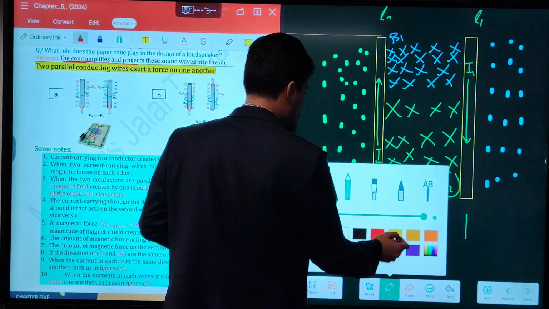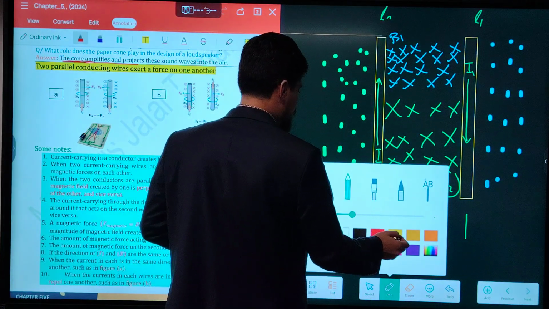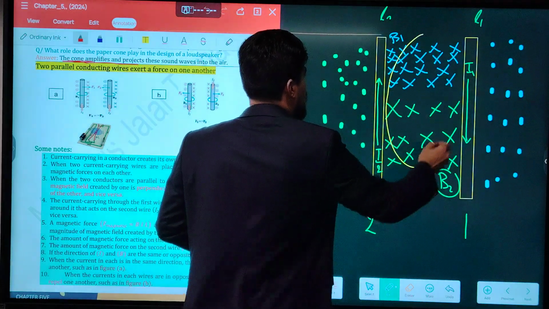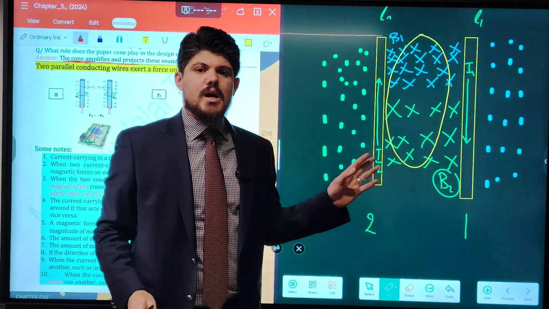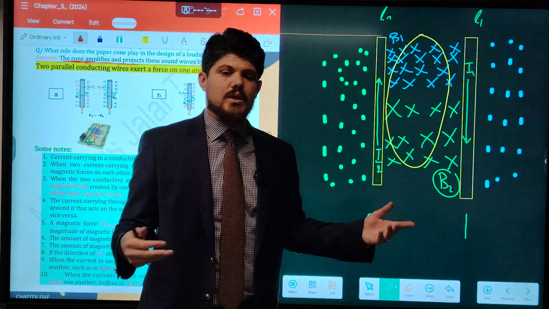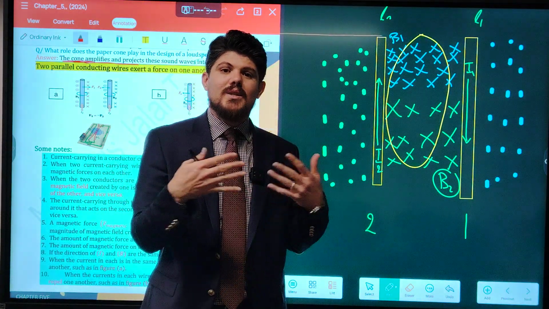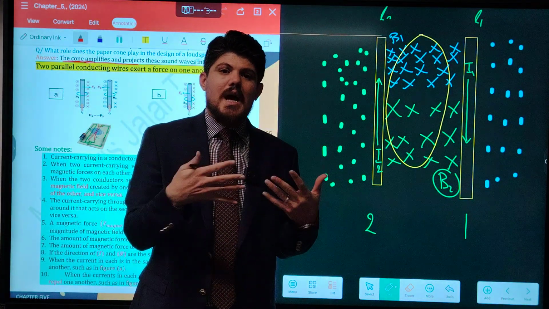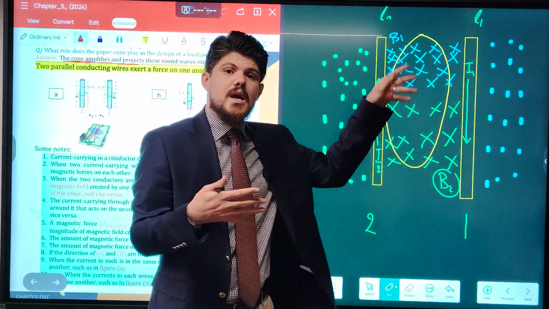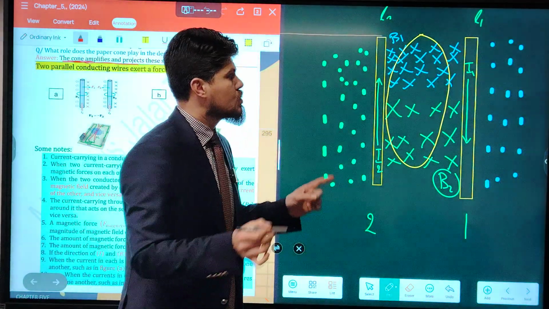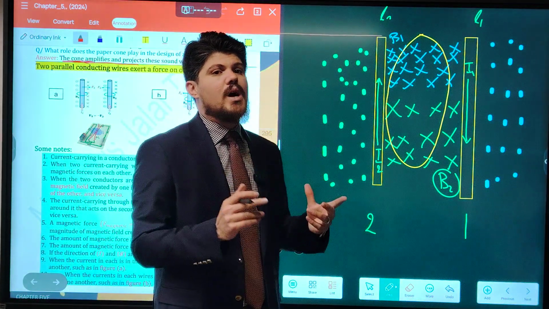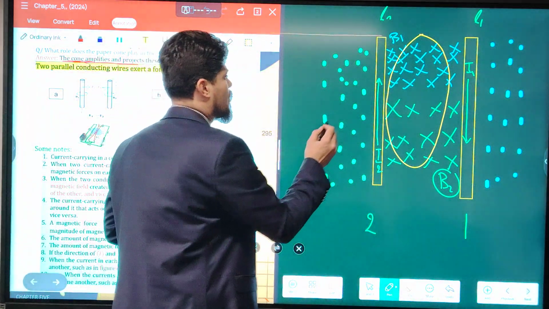So guys, look. How many fields do we have here? We have two fields, B1 and B2. Are these two fields in the same direction or opposite direction? In the same direction, like north and north. North, north, south, south, same pole, attract or repel? Absolutely, they repel each other. So that is why the force between these two wires becomes a repulsion force.